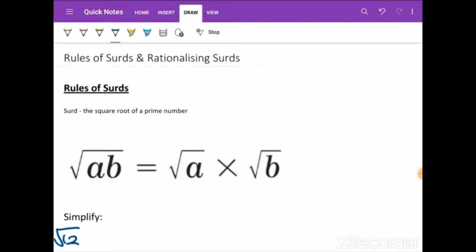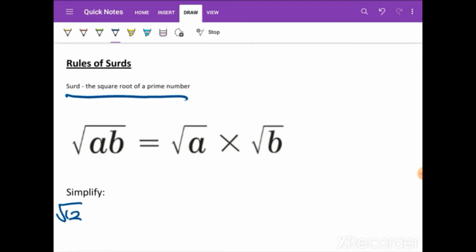Firstly, we need to know that a surd is the square root of a prime number. This will come in useful when we're asked to simplify surds. There are two key rules we need to know when manipulating surds.